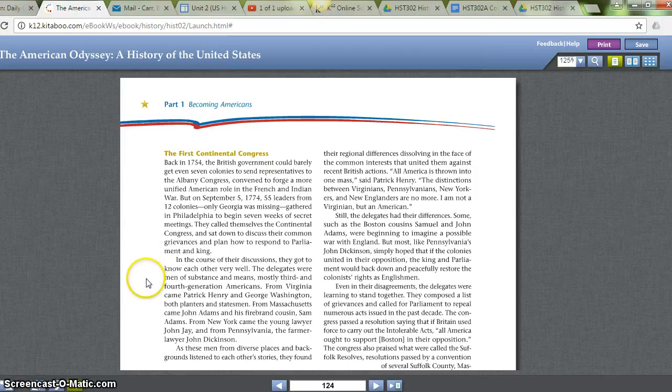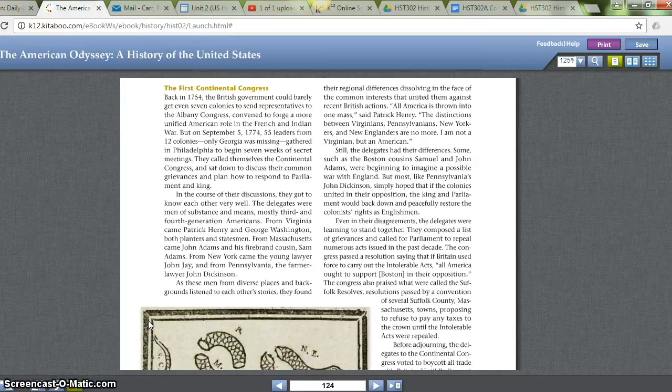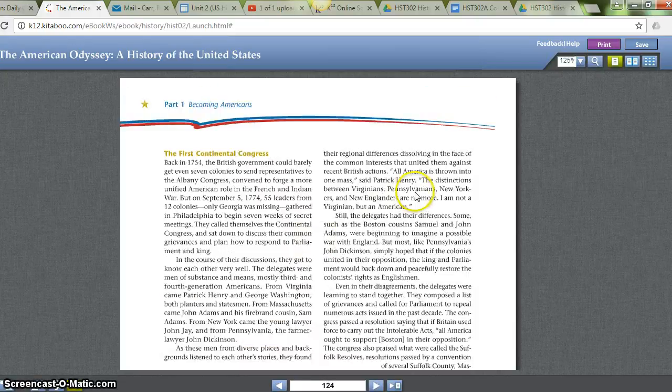In the course of their discussions, they got to know each other very well. The delegates were men of substance and means, mostly third and fourth generation Americans. From Virginia came Patrick Henry and George Washington, both planters and statesmen. From Massachusetts came John Adams and his firebrand cousin Sam Adams. And from New York came the young lawyer John Jay, and from Pennsylvania the farmer lawyer John Dickinson. All these men from diverse places and backgrounds listened to each other's stories. They found their regional differences dissolving in the face of the common interest that united them against recent British actions.